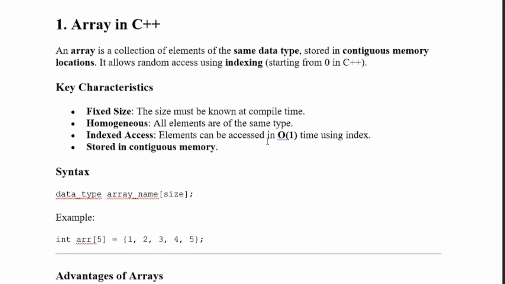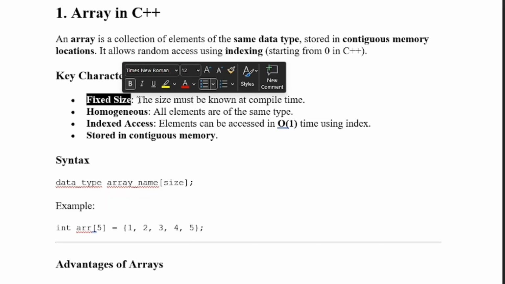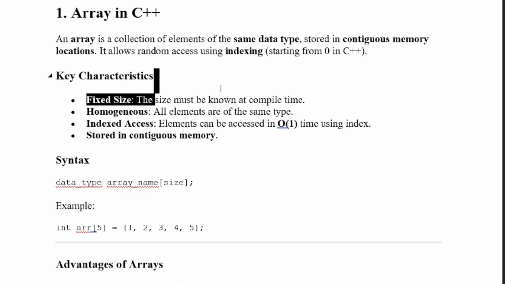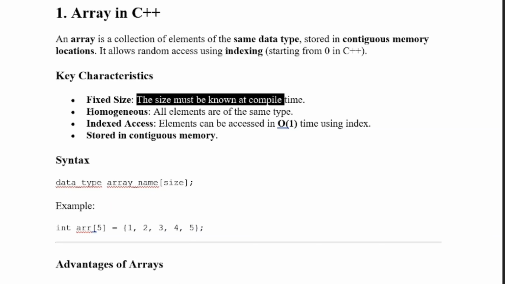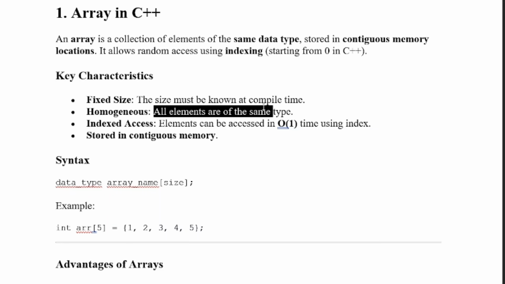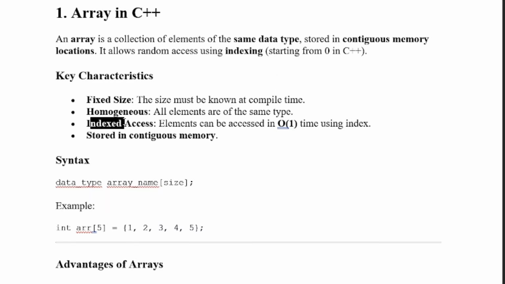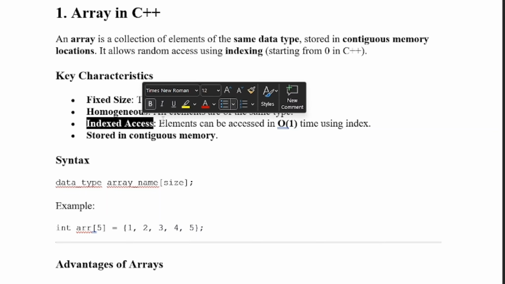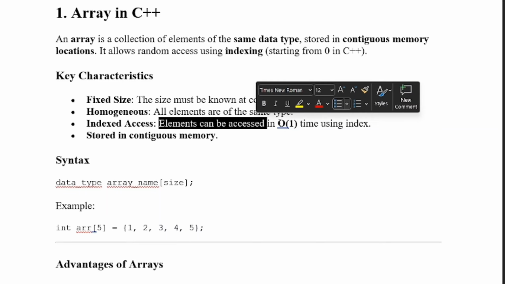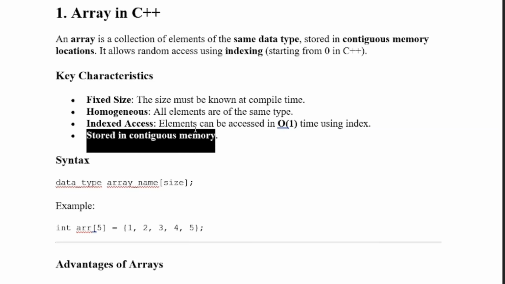So here are the key characteristics of array. Array is basically fixed size, meaning the size must be known at compile time. Second is homogeneous. Homogeneous means all elements are of the same type. Suppose some elements are integer type and some elements are character type, so this is not an array. The next is indexed access, meaning elements can be accessed in Big O of 1 time complexity using the index. And the last one is stored in continuous memory.